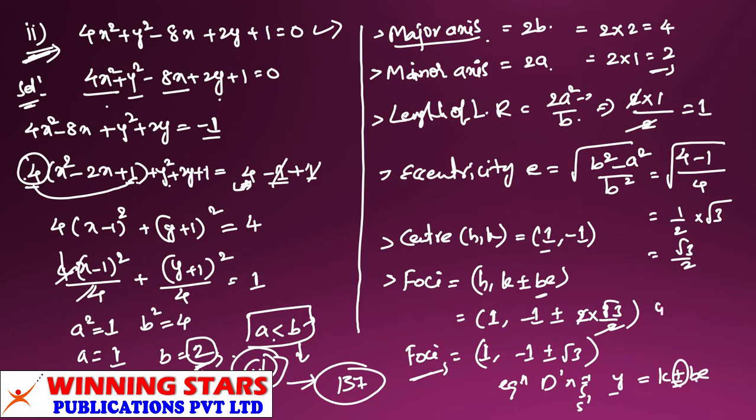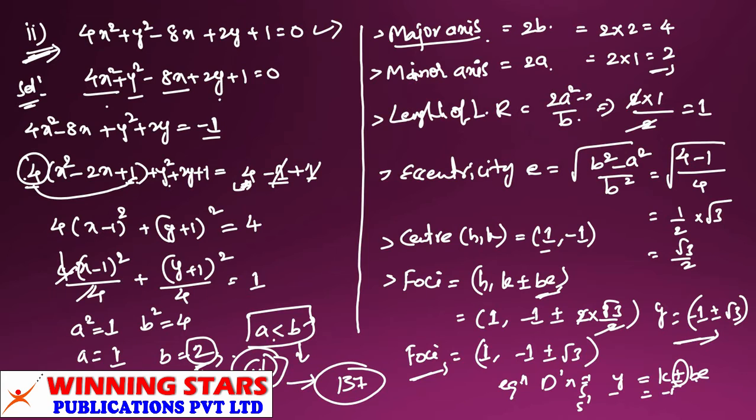Here what will come? y is equal to k, which is minus 1, plus or minus b by e. Already we did this. Sorry, this is the directrix equation only. So k is equal to minus 1, plus or minus b by e, which is root 3 here. So this is the directrix equation. Now this is the end of this second question.